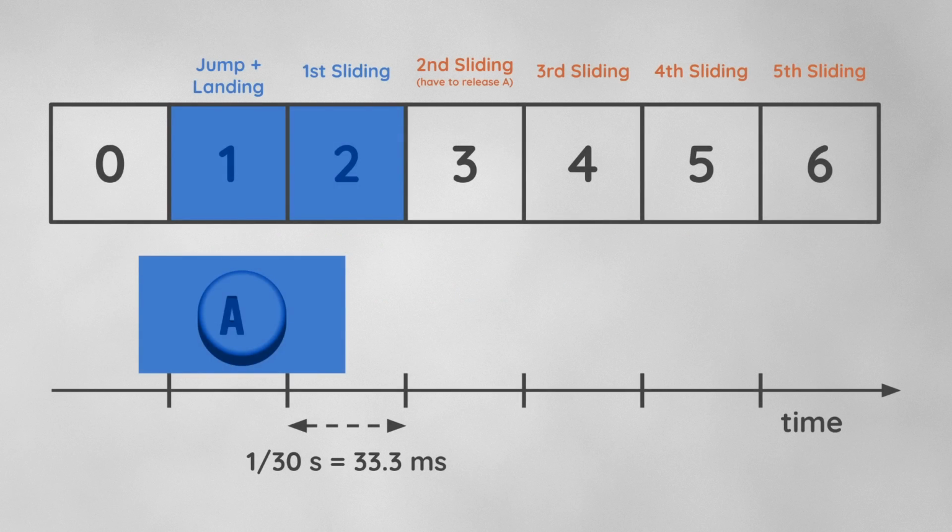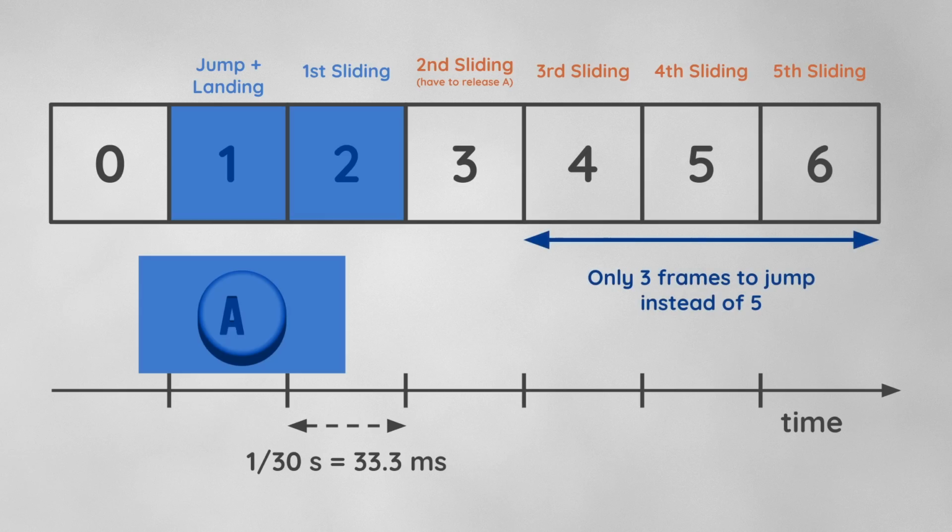Here, we press A on frame 1, jumping and clipping into the step. But A presses are rarely just contained within a single frame. Here A is held a bit longer, so it counts as being held for frames 1 and 2. This eats up our first sliding frame. Then A has to be released for at least a frame before you can jump again. This eats up a second sliding frame. So there are only 3 frames we can jump on instead of the usual 5.